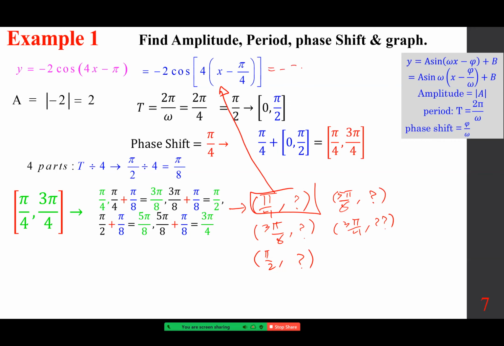We get -2 cosine of 4 times 0, because pi over 4 minus pi over 4 is 0, is -2 cosine 0. What is cosine 0? 1 times -2 is -2.